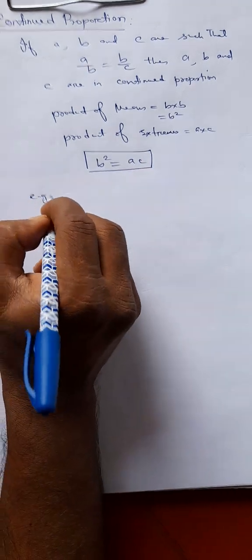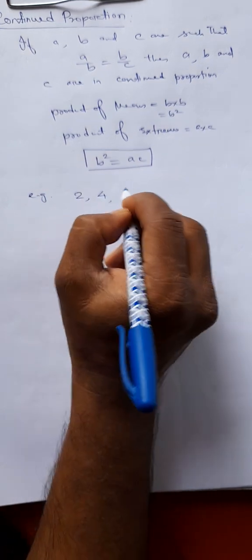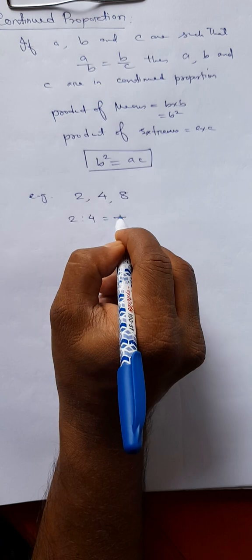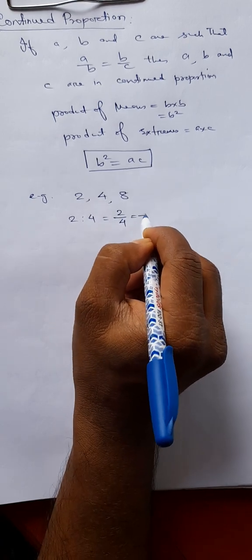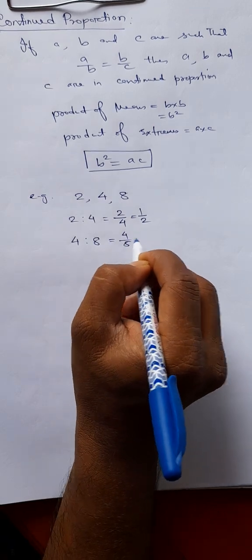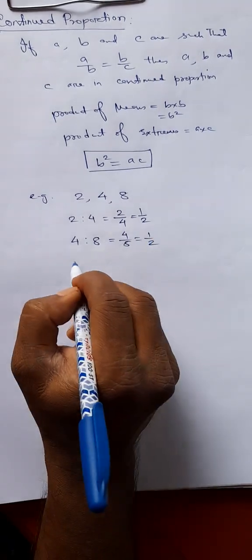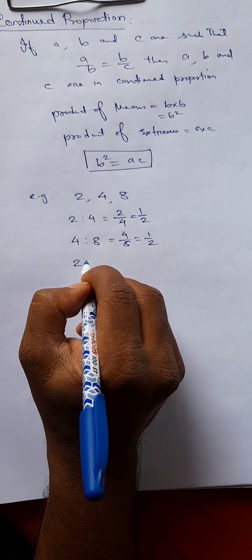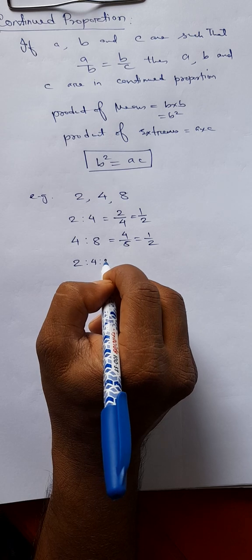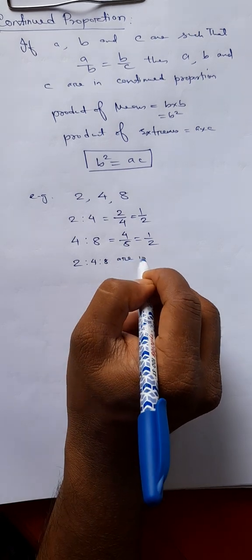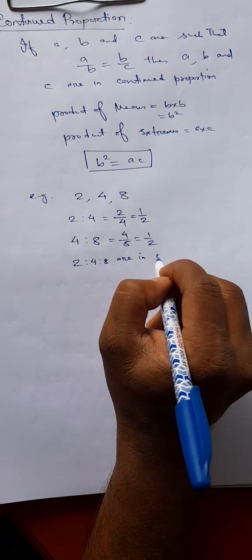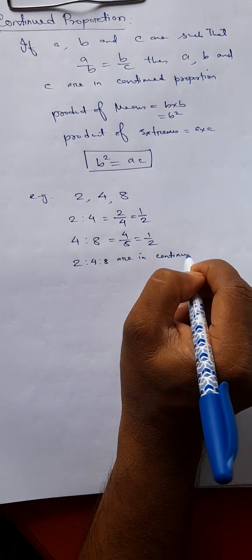Now let's say for example 2, 4 and 8. Now you see 2 is to 4 equals 2 by 4 equals half. 4 is to 8 equals 4 by 8 equals half. So 2, 4 and 8 are in continued proportion.